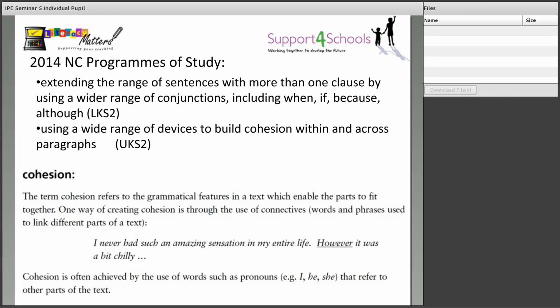And one way of creating cohesion is through the use of connectives. So both words and phrases used can link different parts of the text, and it gives an example there. And it also says it's often achieved by the use of words such as pronouns that refer to other parts of the text as well.